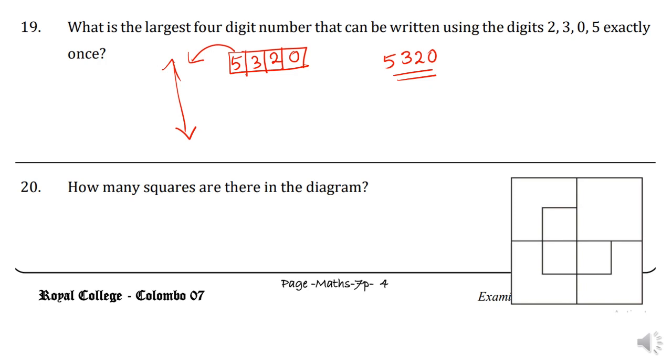How many squares are there in the diagram? Let's see. In this large one first, and there are small squares of this size. There are 1 and 4 of this size, right? And what about this size? In this size there are 3, right? Therefore, there should be 8 squares.